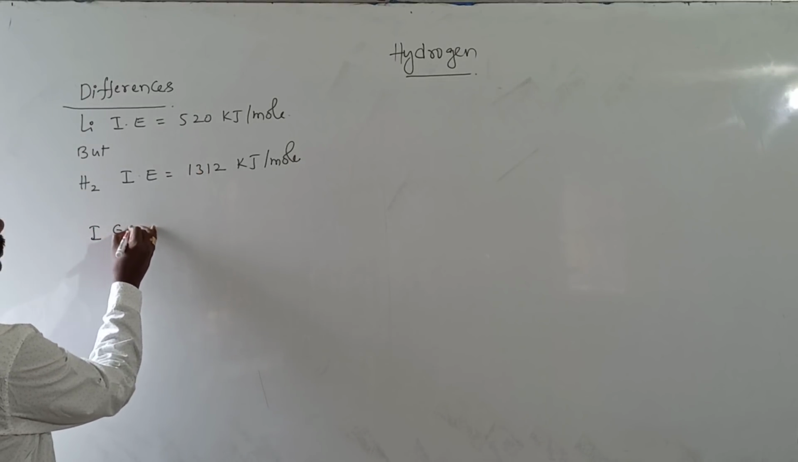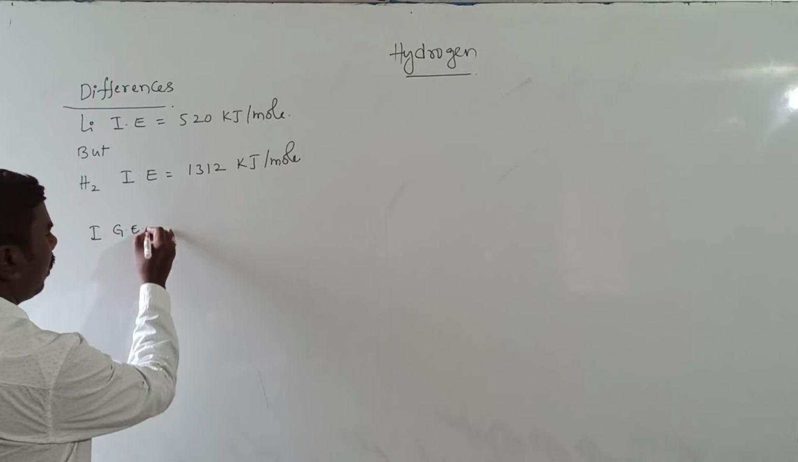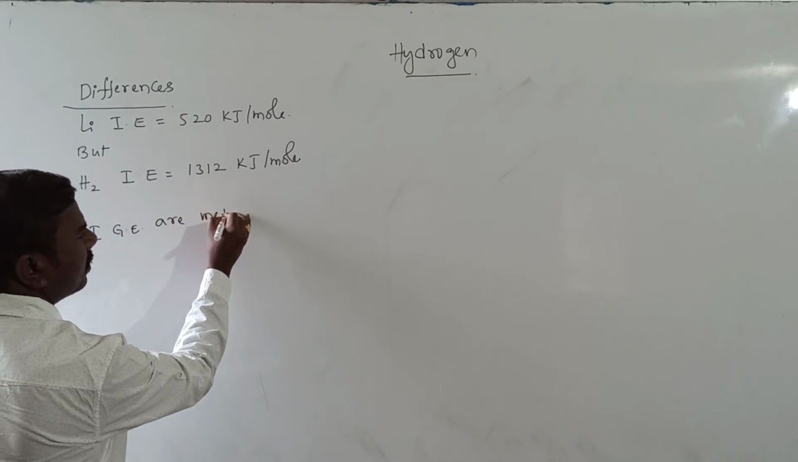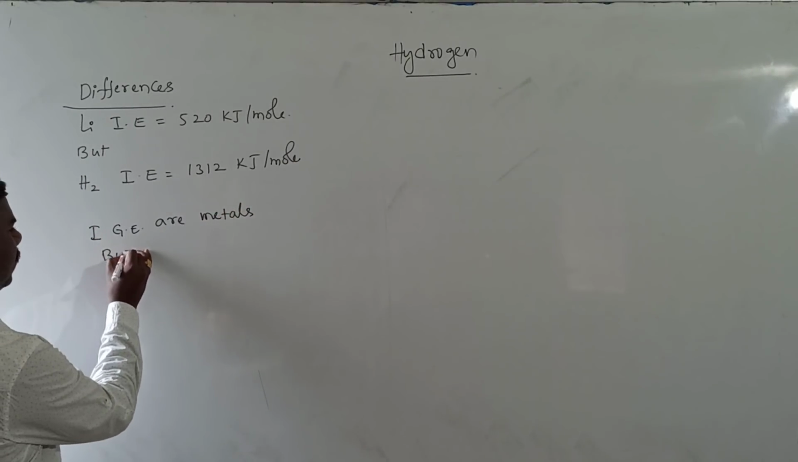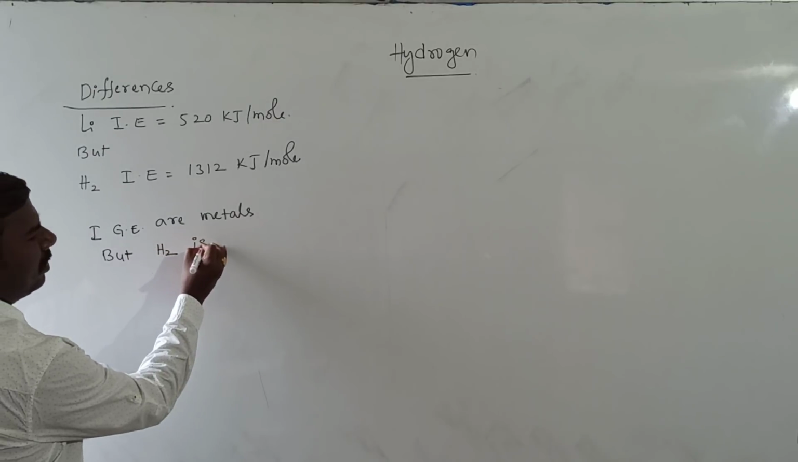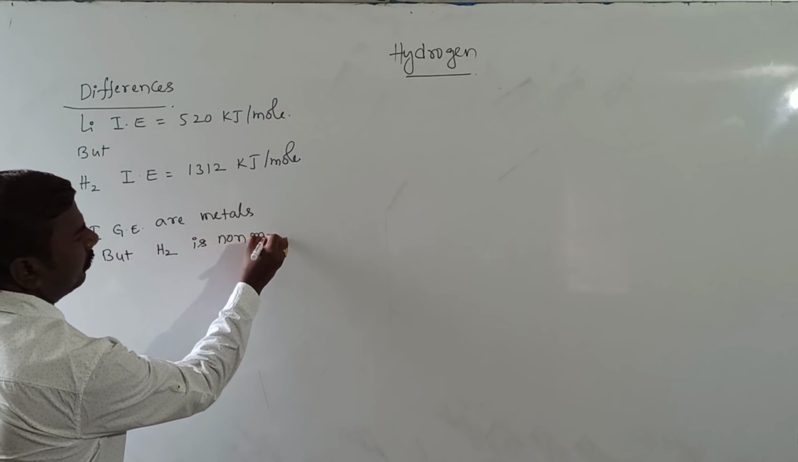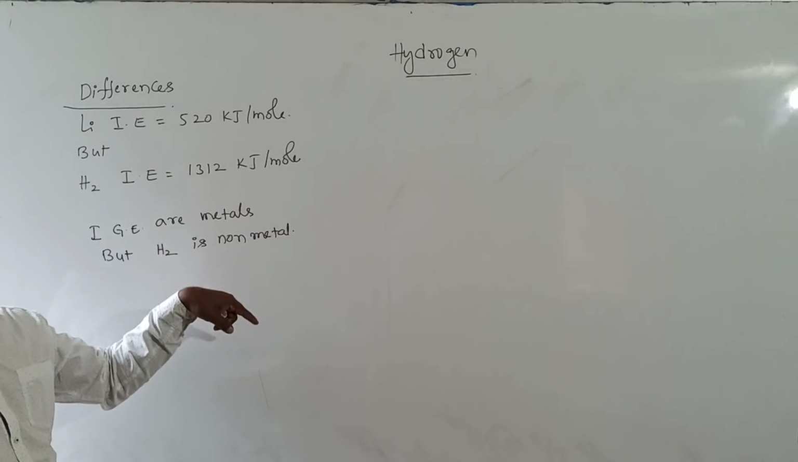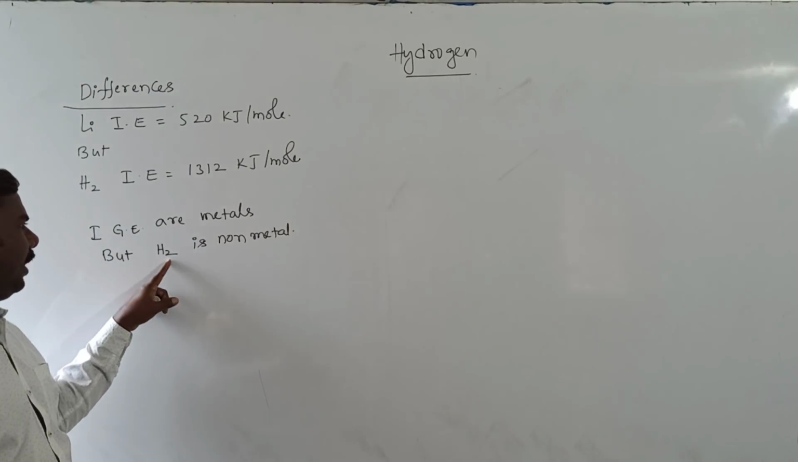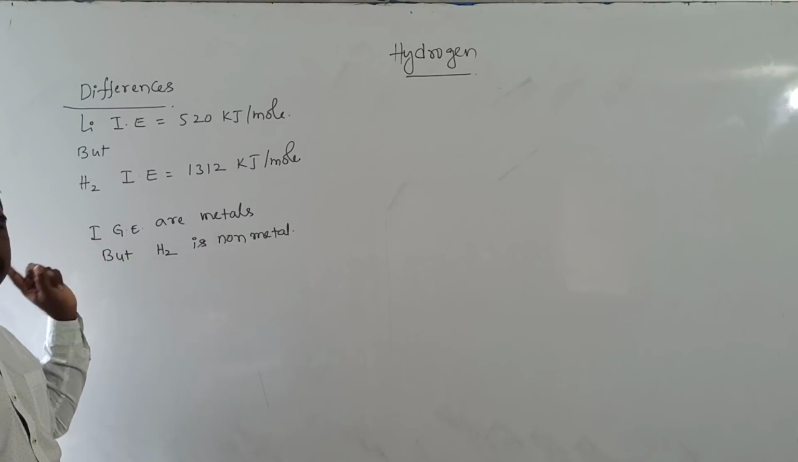First group elements are metals. But hydrogen is non-metal. Hydrogen is non-metal. So these are the differences between hydrogen and first group elements.